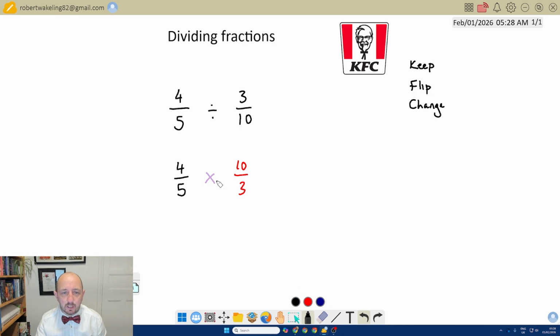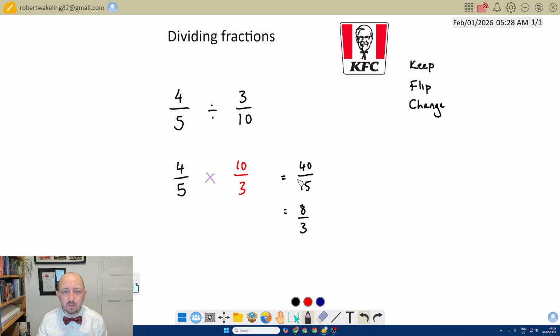Okay, we could just go 4 times 10 is 40, 5 times 3 is 15, top times top, bottom times bottom, and then we have to simplify what goes into both of these. So 5s into 40 go 8, and 5s into 15 go 3. So we're simplifying just like we always do with our fractions.